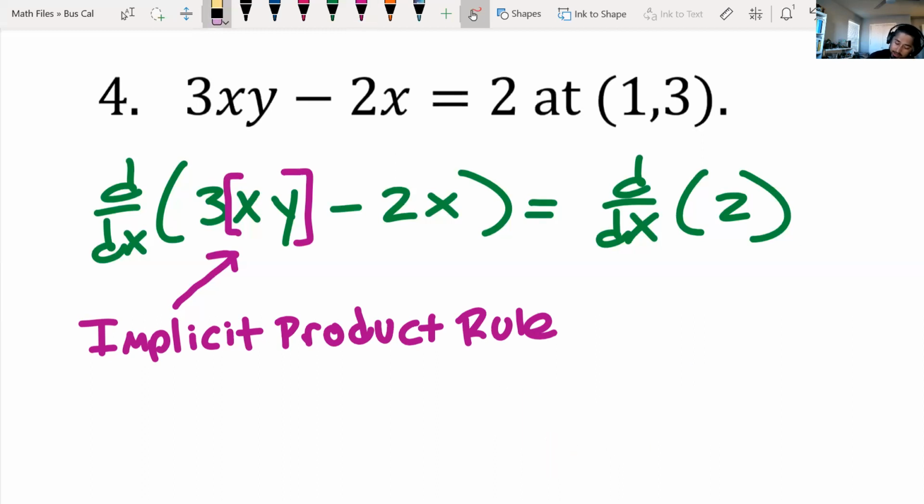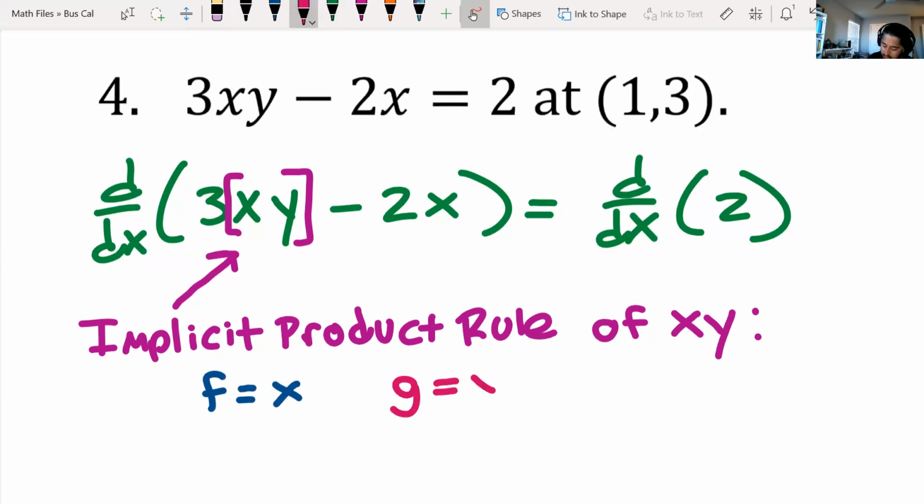Oh, everything comes back, right? So I'm going to say implicit product rule of x times y. And don't worry, that 3 will come back in later. So remember how product rule works. This means that f will be x and g will be y.